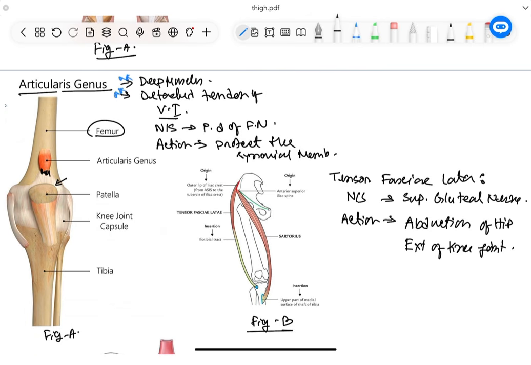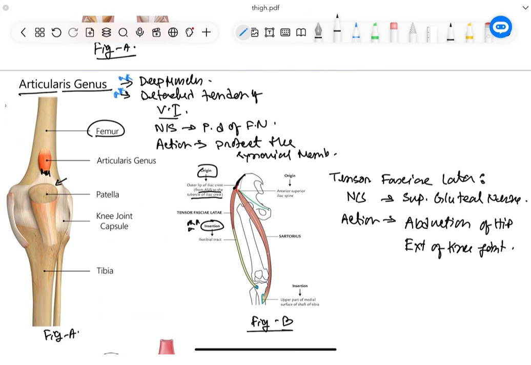Now let's come to its origin and insertion. If you see figure B, the origin is from the iliac crest. In the iliac crest, it gets origin from the outer lip and anterosuperior iliac spine also. So it originates from the anterosuperior iliac spine and tubercle of the iliac crest. And a very important point is its insertion.